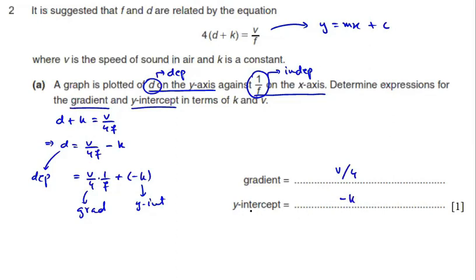Students, note that you cannot write k as the expression for y-intercept here because it is minus k that adds to the term containing 1 over f. So if you write k here, you will get 0 in this part. Okay.